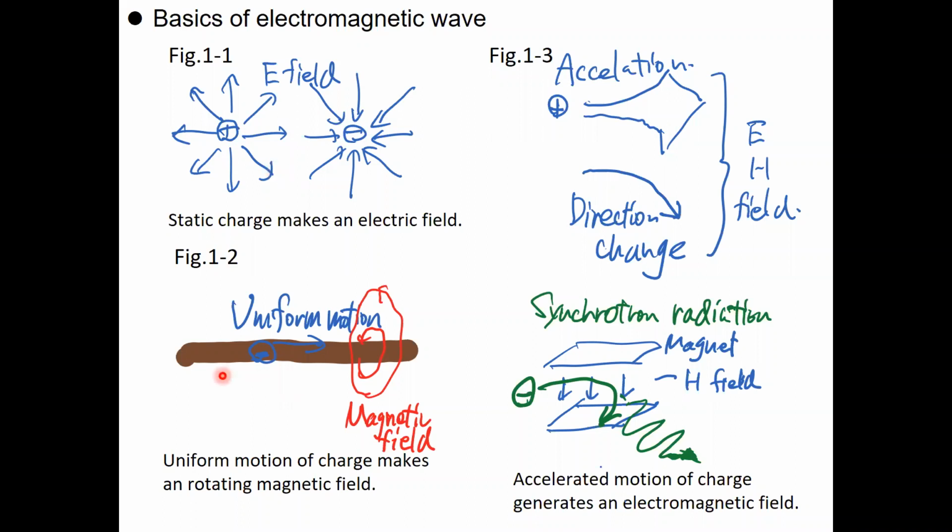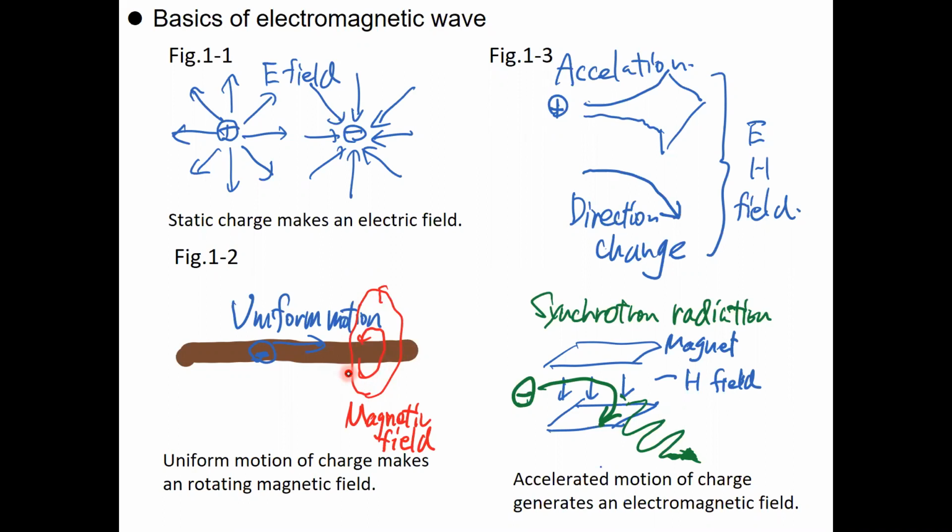The second thing is here. If you have a wire and electrons are propagating, meaning a current flows at some constant speed, then as you know from high school physics, if the current is flowing inside the wire, you can generate a magnetic field around the wire. This kind of rotational magnetic field is generated.